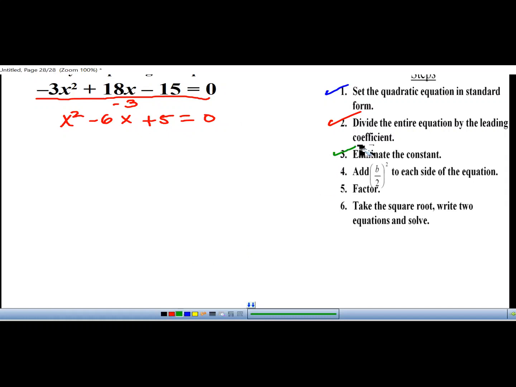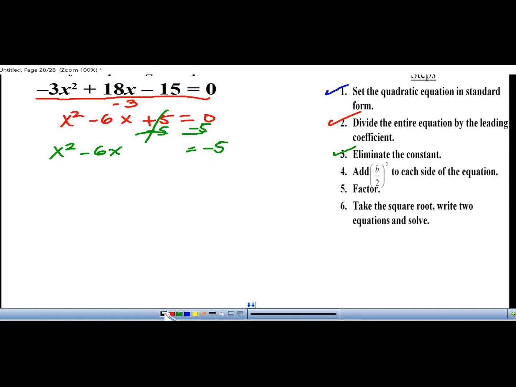What do we do to eliminate the constant, Matthew? Angie, help him out to eliminate the constant. Minus 5 on both sides. Minus 5, that is correct. We're left with x squared minus 6x, leave the empty space, equal to negative 5.